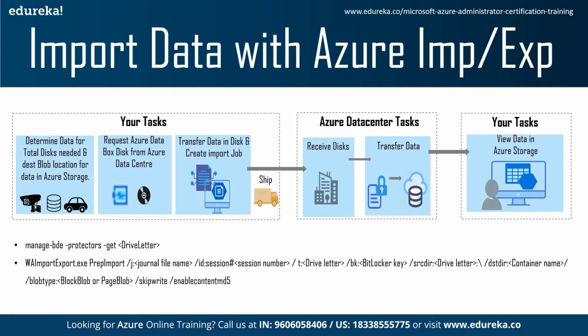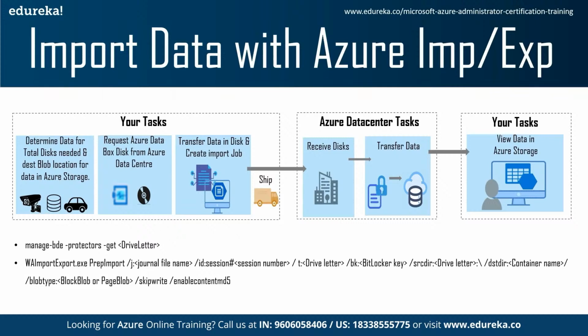Then use a supported carrier like DHL or FedEx to ship the drives to the Azure data center. The carrier provides a tracking number. You add this tracking number to the import job. Then you have to check the job status from the Azure data center. There will be certain tasks going on in the Azure data center, and they will be updating you with the job status. First, they will receive the disk at the Azure data center.